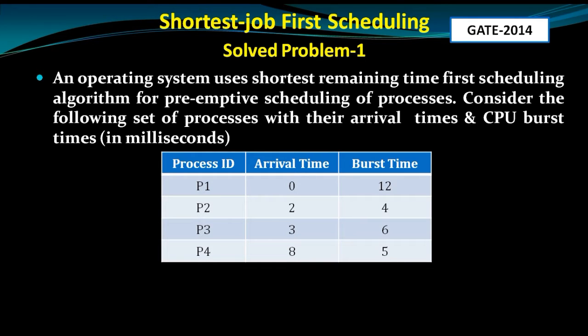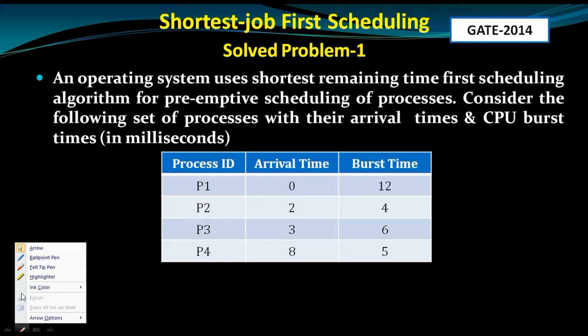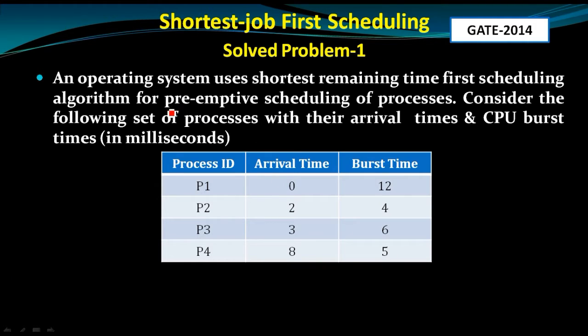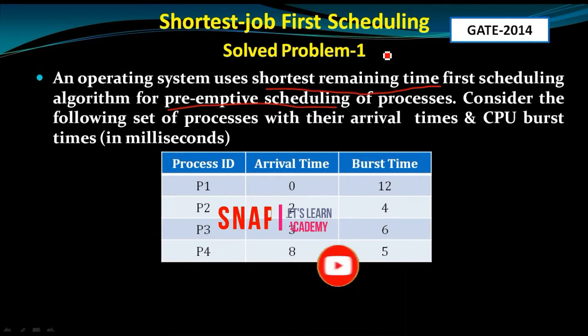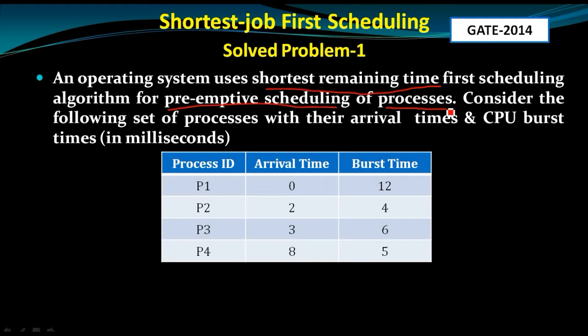So I have taken this question from the GATE 2014 question paper. An operating system uses the shortest remaining time first scheduling algorithm for preemptive scheduling. They have clearly mentioned preemptive scheduling of processes, using the shortest remaining time first scheduling algorithm instead of shortest job first. So the processes have to execute in preemptive fashion.